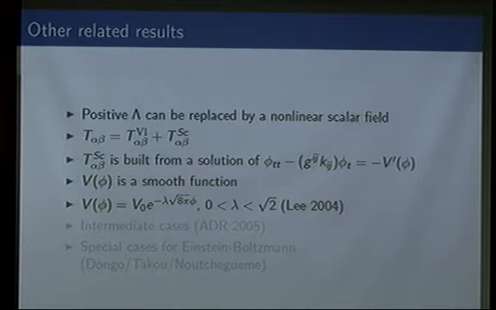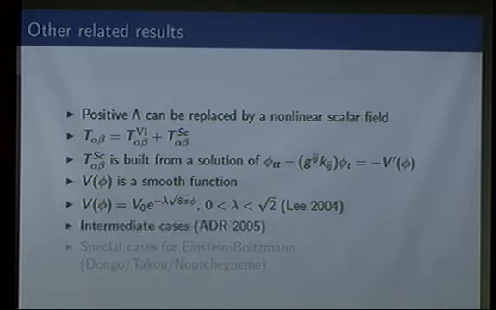But this fall-off shouldn't be too fast. The exponent shouldn't be too negative, otherwise it doesn't work. And in fact, this restriction in this work is sharp. So if you go beyond root 2, it fails.